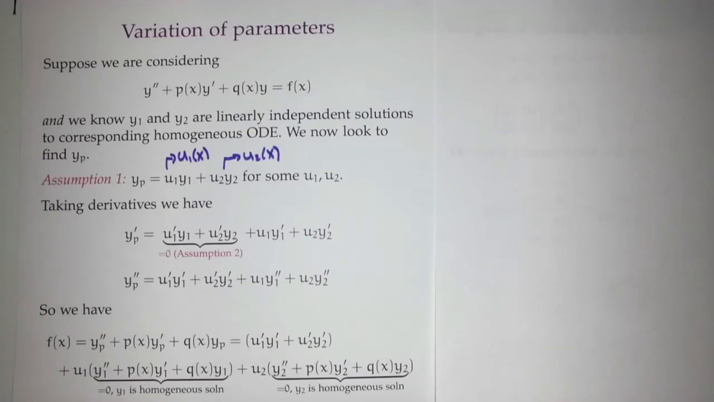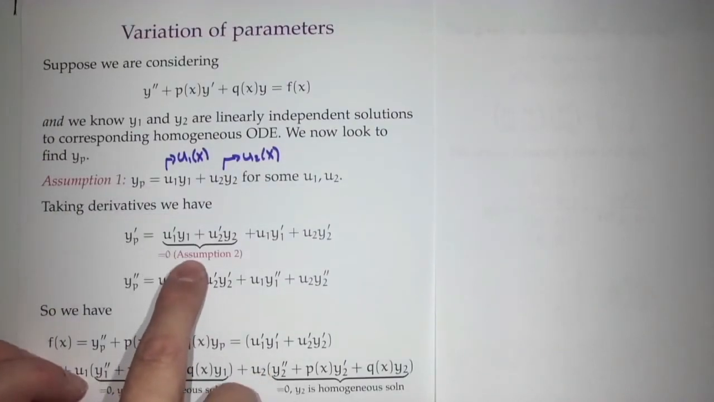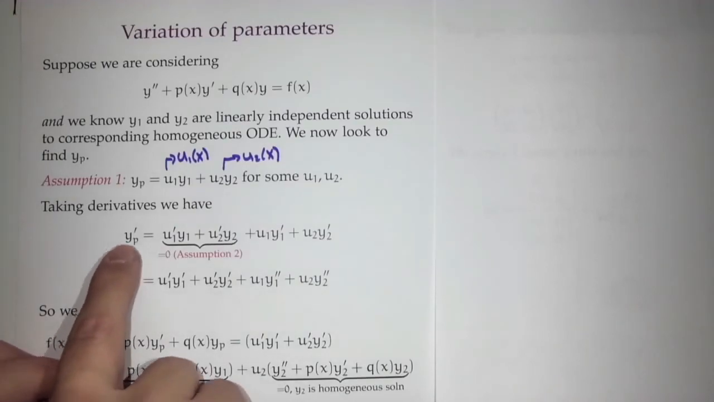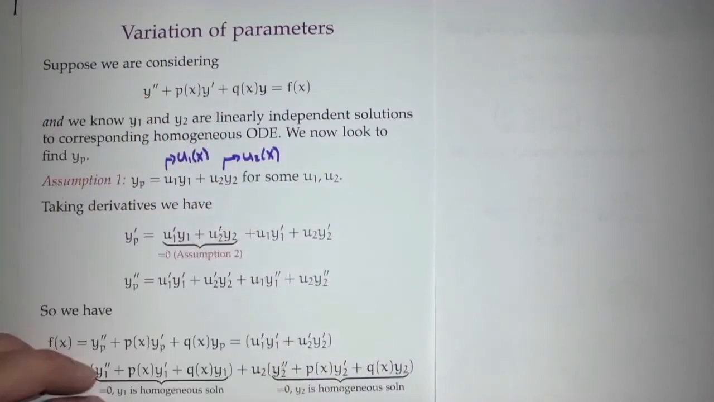So our two assumptions are we actually have a solution and that this particular combination is 0. Now, are there other assumptions that could have been made? The answer is yes, but we're going to follow this set of assumptions. Okay, so now we say, all right, we know how to take the first derivative, which is good because we need the first derivative. We've got to handle the second derivative.